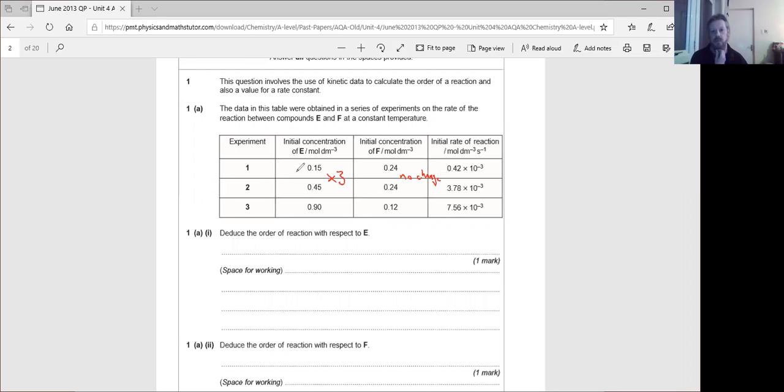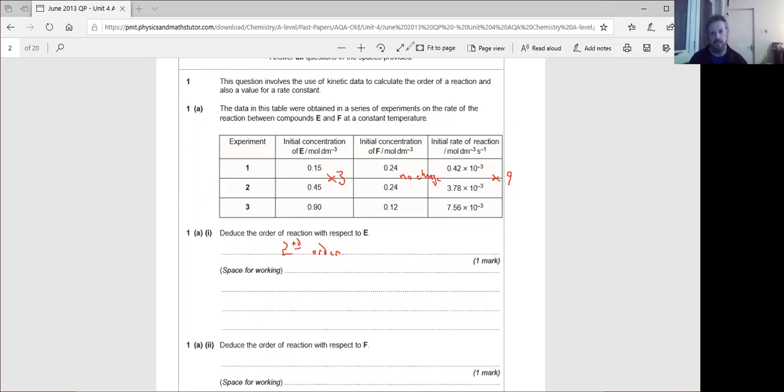If it was first order, this would go up by 3. Well, it's not. You can check with your calculator that it hasn't gone up by 3. It's actually gone up by 9. Now 3 squared is 9, so that means it must be second order with respect to E. Hopefully that's straightforward. If that hadn't gone up at all, it'd be 0 order. If it had gone up by 3, it'd be first order, but it's gone up by 9.